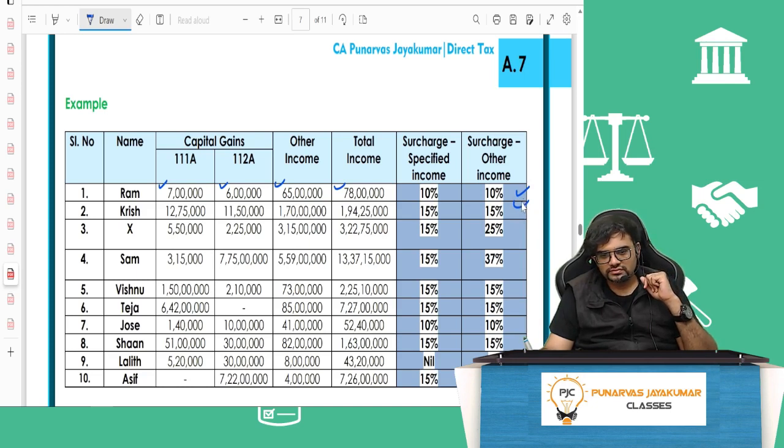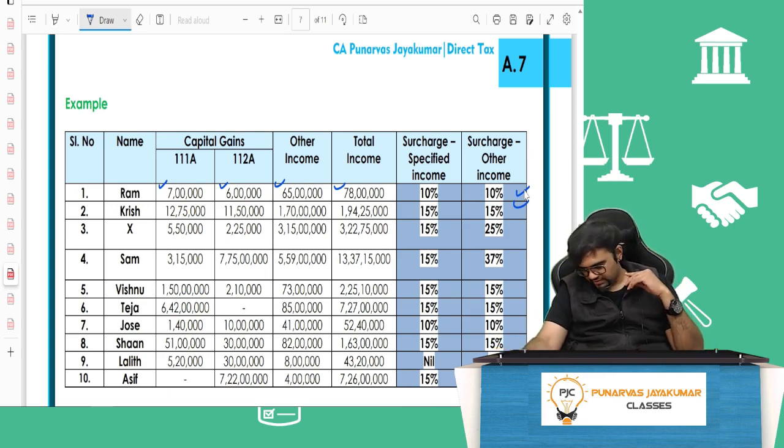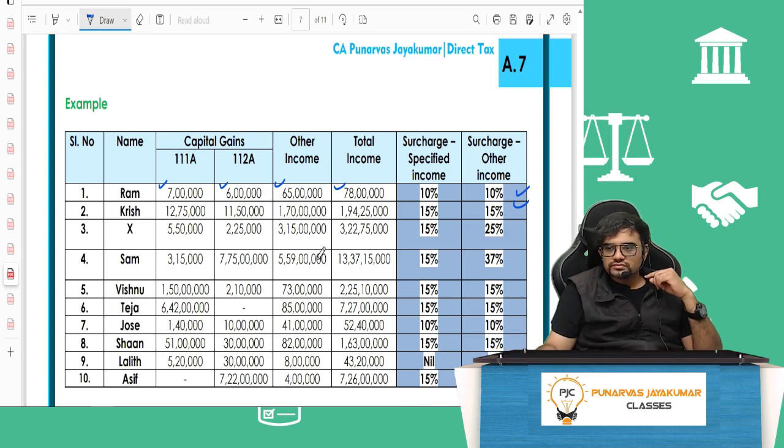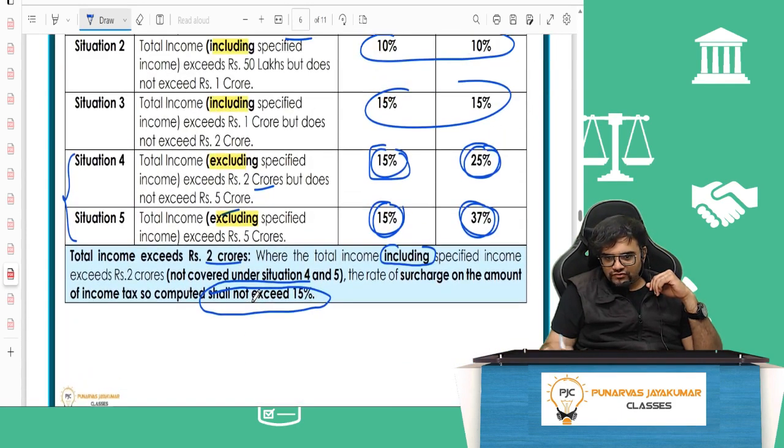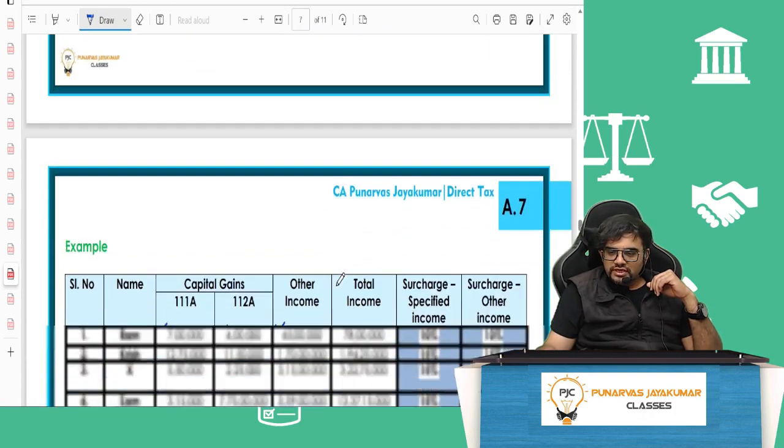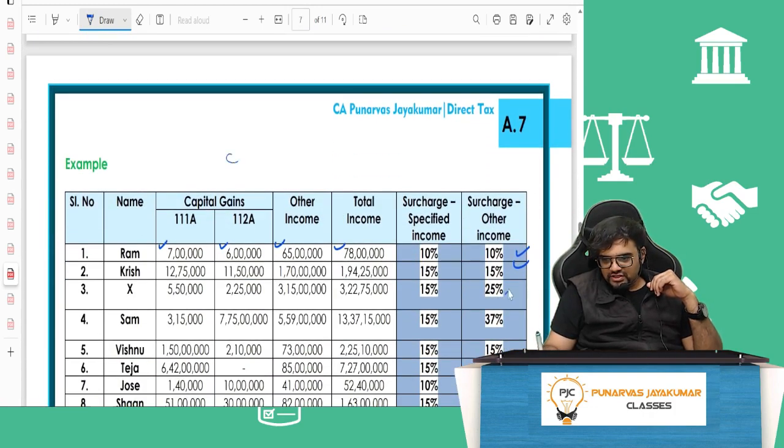Third one you see. Capital gain 5 lakh 50, 2 lakh 25. But other income is 3.15 crore. Which situation? Fourth situation. Why? Income excluding the capital gain income only is more than 2 crore. More than 2 crore, yes or no? Fourth situation. How much will I pay? 25% I'll pay for other income, which is tax on 3.15 crore. And tax on 5.5 and 2.25, what's the surcharge I'll pay? 15%.